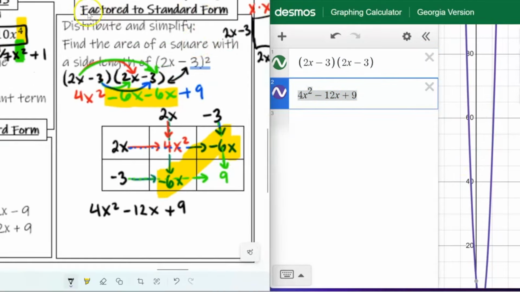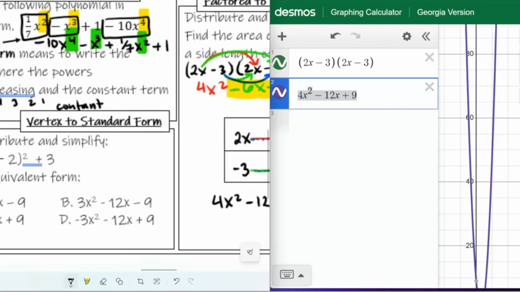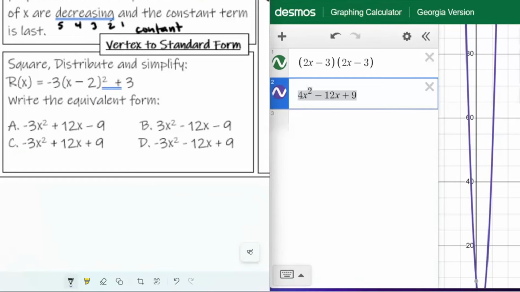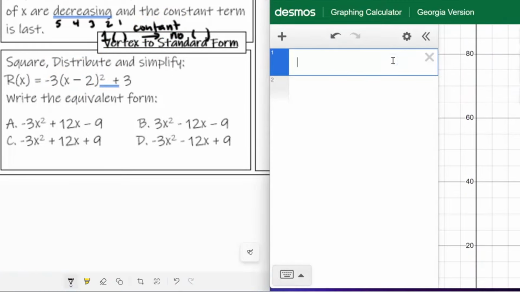So this is factored. Factored again means two parentheses to no parentheses. In fact, let me go ahead and say that. Factored is two parentheses to no parentheses. Now we're going to look at vertex. Vertex is one parentheses and standard form is no parentheses. So we're going to go from one parenthesis, which is right there. So again, we're going to type that in. So negative 3 times (x minus 2) squared plus 3. All right, so there's my one parentheses, and then here are my no parentheses.